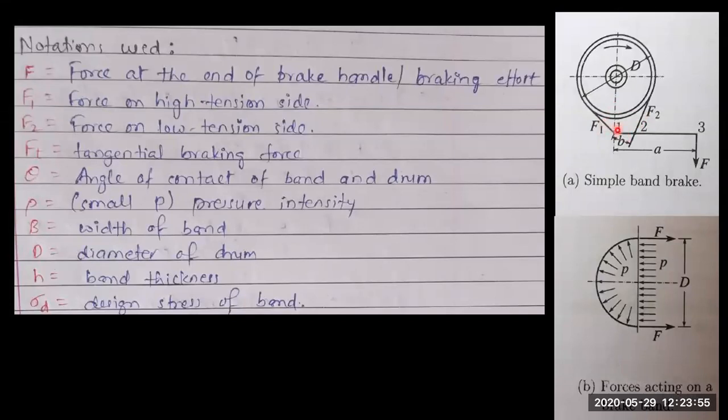Theta is the angle of lap, just like the belt drive. You can see the steel strip engulfing the drum here. Whatever angle it is engulfing is called theta, usually in radians. Then p is the pressure intensity, the small pressure applied by the steel strip onto the drum while the braking action is taking place. b is the width of the band, perpendicular to this direction here. D is the diameter. h is the band thickness, since the steel strip along with the friction material has a thickness. And sigma d is the design stress, which depends on the friction material. These are all the notations used for deriving and also for problem solving.